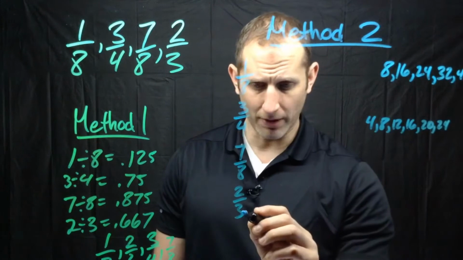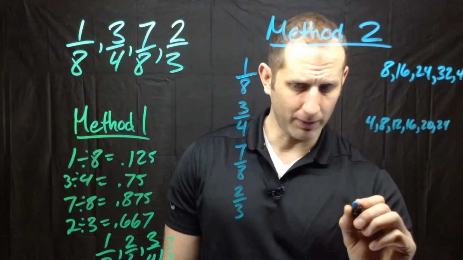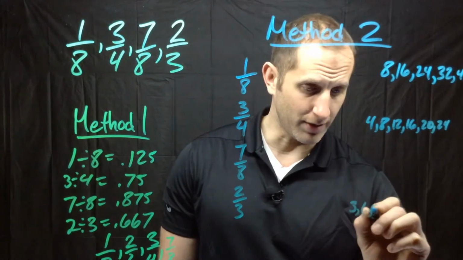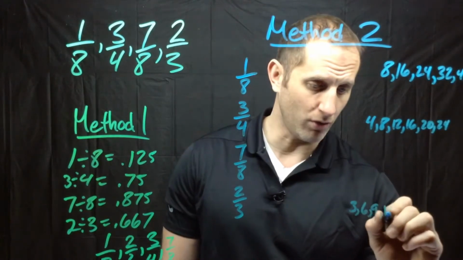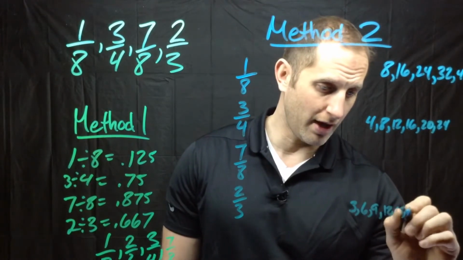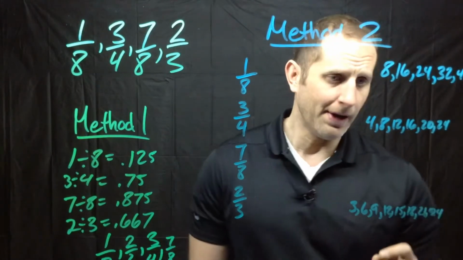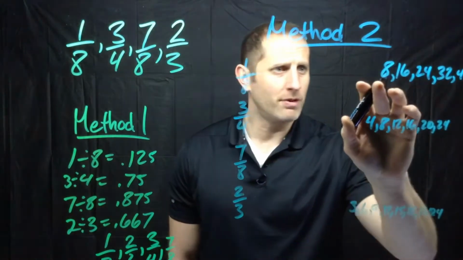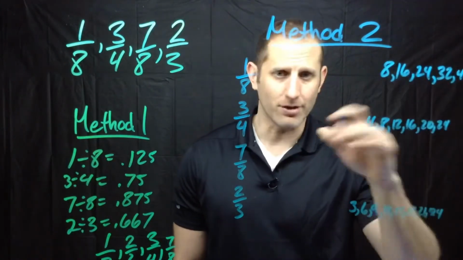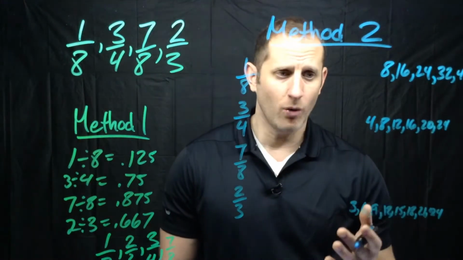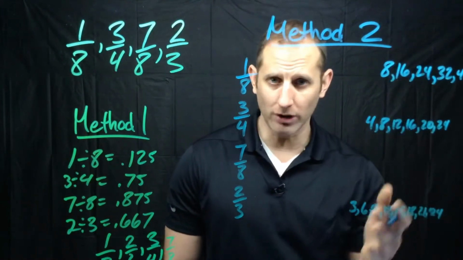But if I go down here to thirds, and I multiply 3 times 1, I get 3. Then 3 times 2 is 6. 3 times 3 is 9. And then I'm going to continue on: 12, 15, 18, 21, 24. Now that I have some multiples up here, I'm going to look for common ones, which means that the number shows up in all of the lines.